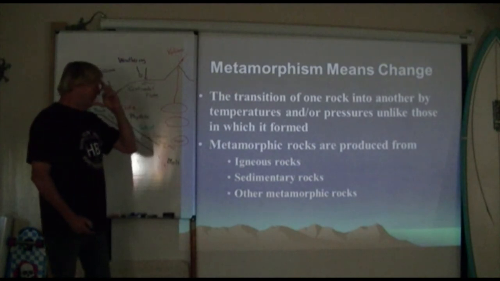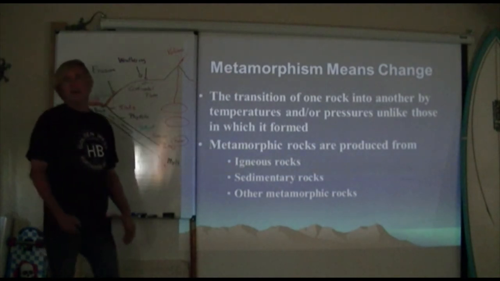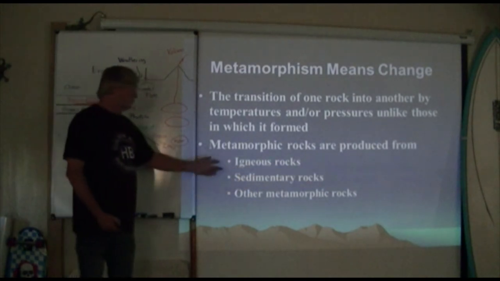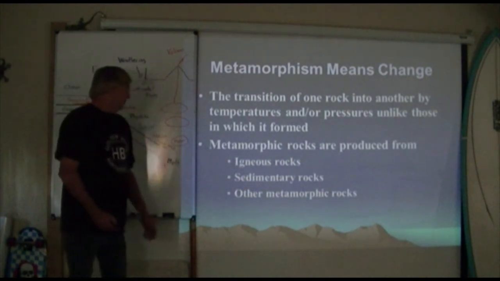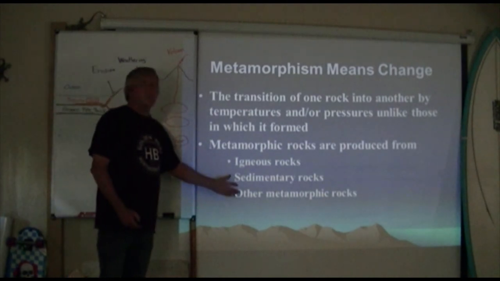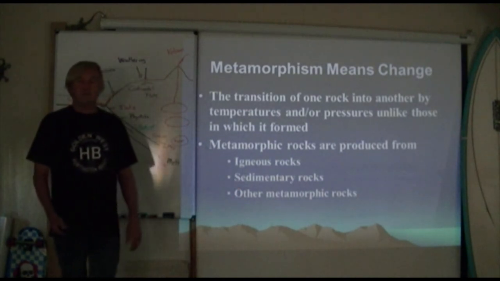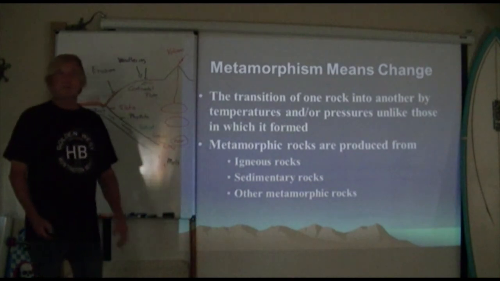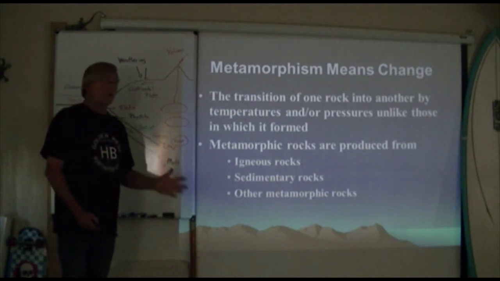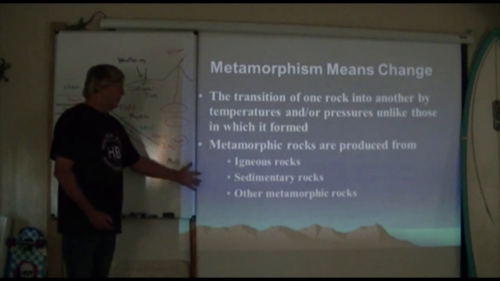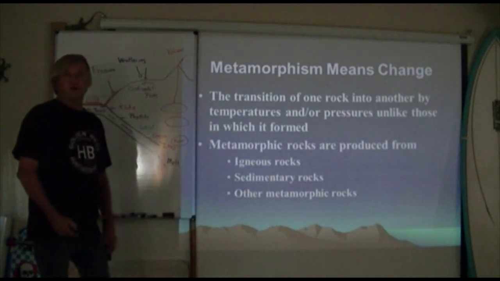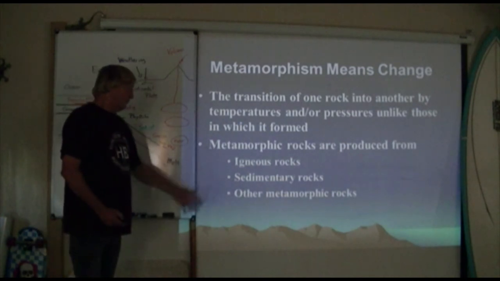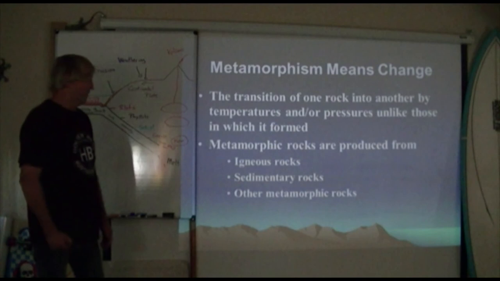So metamorphic rocks can be produced by basically any rock. Another metamorphic rock can make a new metamorphic rock, and we'll look at that. Igneous rocks can become metamorphic. Sedimentary rocks are the most common rocks to be metamorphosed. In fact, most metamorphic rocks have a parent that was a sedimentary rock. So sedimentary rocks, by far, are the most commonly metamorphosed rocks, forming a unique rock. And of course, other metamorphic rocks, as I already stated, can become a metamorphic rock.